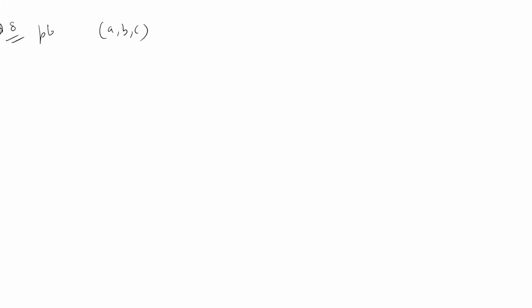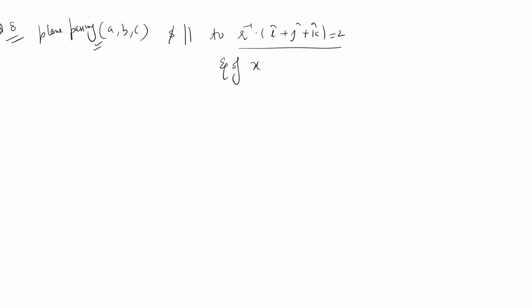Okay. Plane passing through the point (a, b, c), keep this in mind, and parallel to some other plane, the plane r dot (i + j + k) = 2. Whenever we need to find the equation, let's convert it to Cartesian form itself. So the Cartesian form of this plane will be x + y + z = 2. This is the equation of the plane.